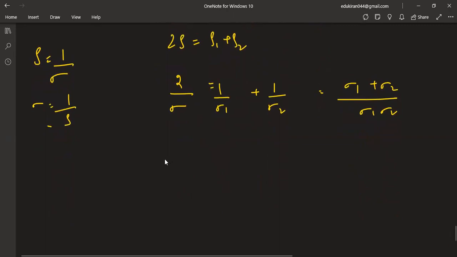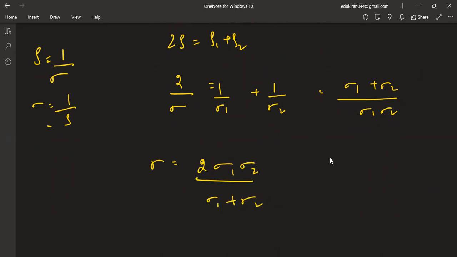So 2 by sigma this is. So sigma will be, 2 will get multiplied here and this will come. So this is going to be 2 sigma 1 into sigma 2 divided by sigma 1 plus sigma 2. So this was option A.